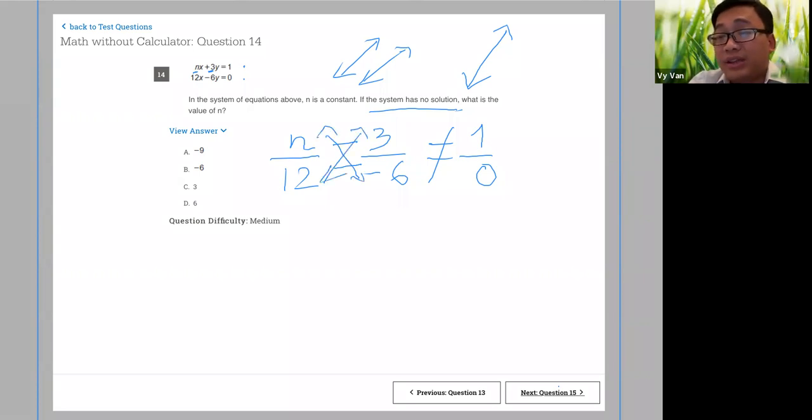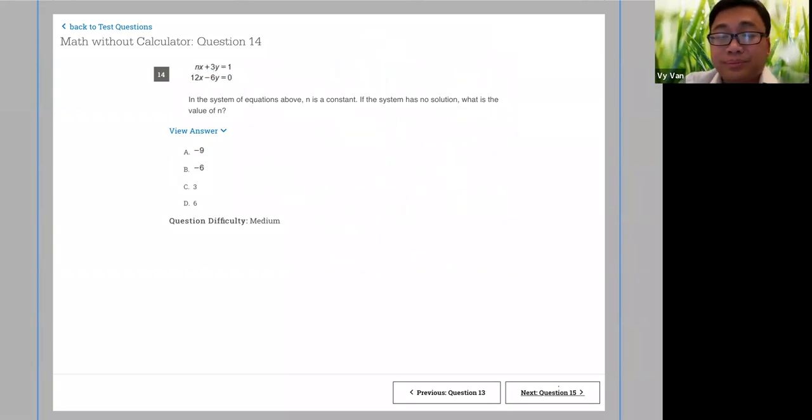So here, n times negative 6 is negative 6n. 3 times 12 is 36. So the answer is negative 6. Right there. It's a medium question as well.